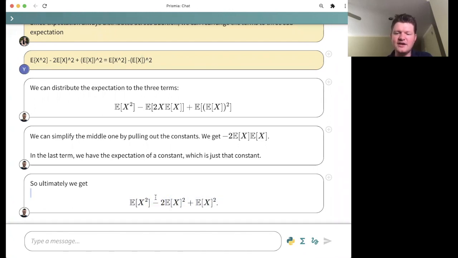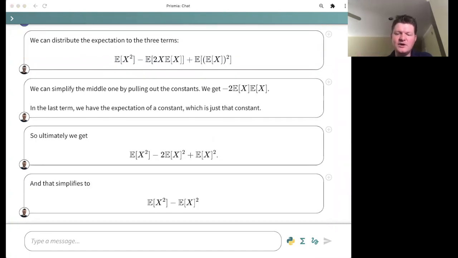So these are now the same algebraically. They're the same term, sort of variable wise. The only difference is the coefficients. You have -2 here. We have a +1 here. And that simplifies a little bit to expectation of x squared minus the square of the expectation of x.